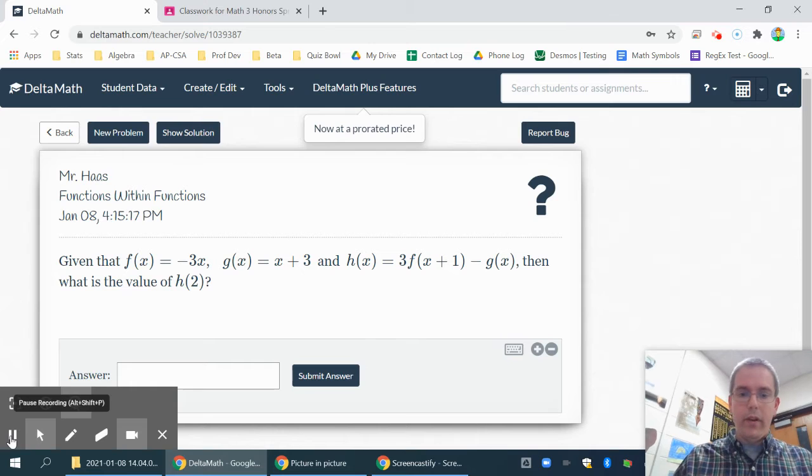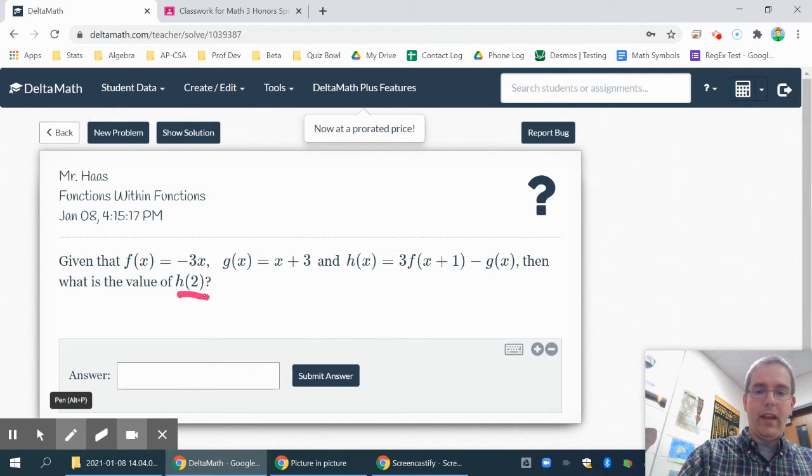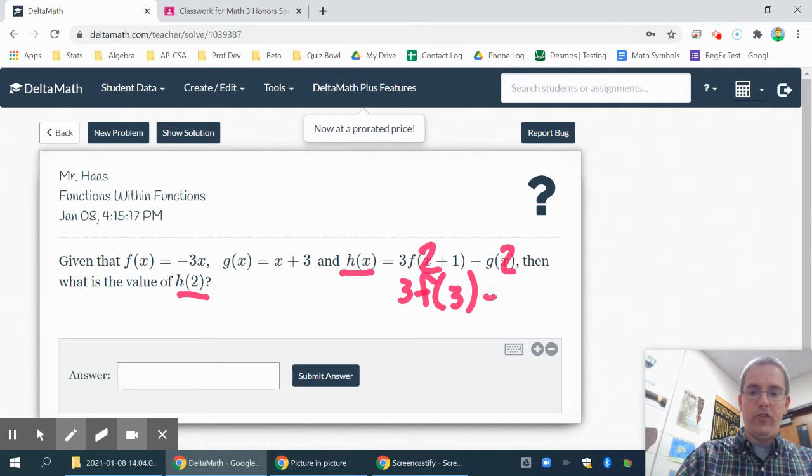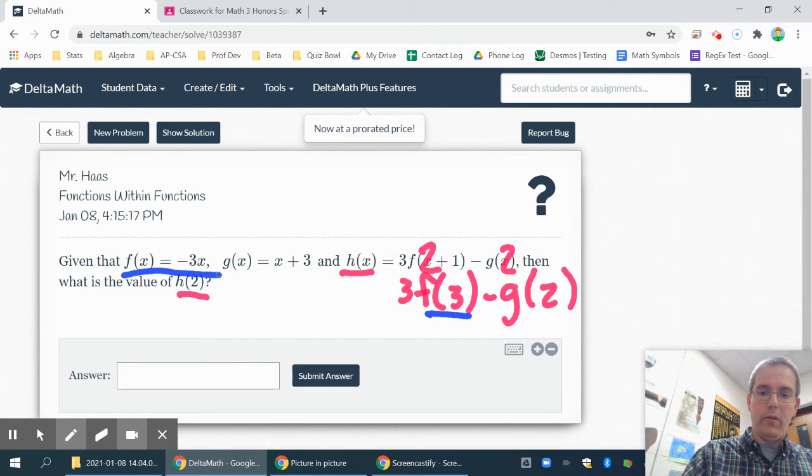We're going to work through one more of these, and hopefully I'll be able to show you how to do something with DeltaMath. So to find h of 2, start by taking the 2 and replacing everything in equation h, all the x's. And that's going to give me 3 f of 3 minus g of 2. Now to find out what f of 3 is, I'm going to substitute into this equation here with the 3 where the x is. So f of 3 would be equal to negative 3 times 3, which is negative 9.